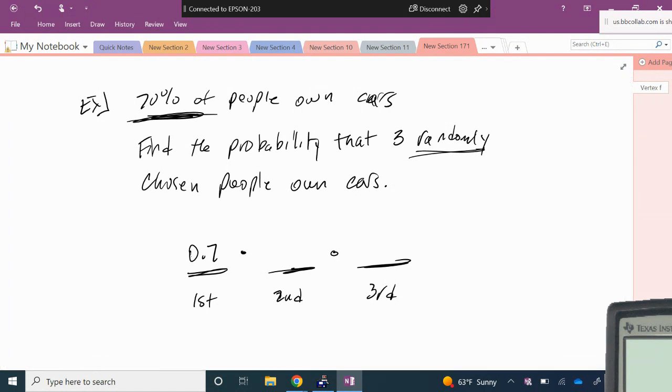What's the probability that a randomly chosen person, the second person, owns a car? Should still be 0.7, right? And then what's the probability that the third randomly chosen person owns a car? Still 0.7, right? Is everybody okay with that? Because we got 3 people.